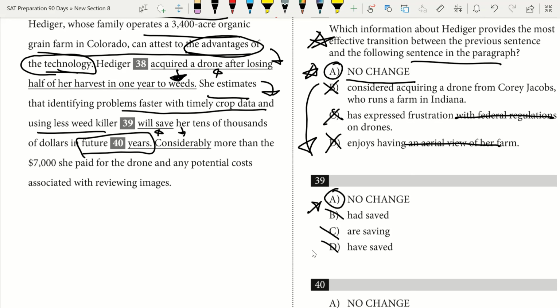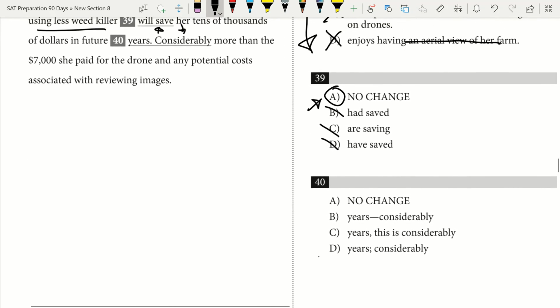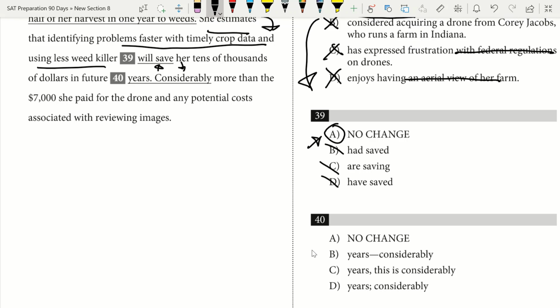Okay, next thing I see, I have the end of a sentence connected to the beginning. I'm probably going to be asked to connect them in some way or the other. Okay, so I have will save her tens of thousands of dollars in future years. I would probably want to put a comma here and then say, which is considerably more than the $7,000 she paid, but I see I don't have that option. Okay, and I can't say this is considerably more. I'd have to say which is, so I know C is incorrect there.